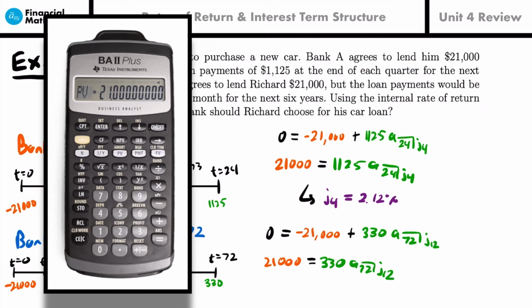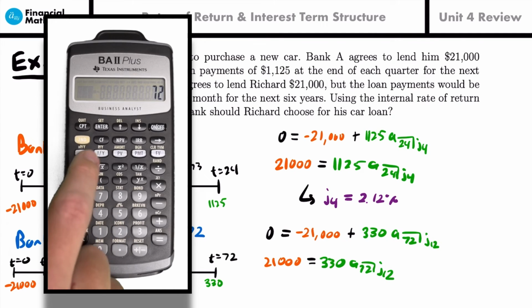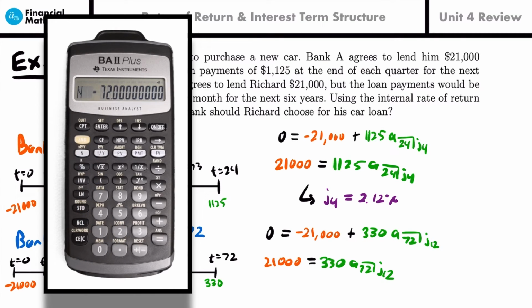Our payments this time are $330, and I am going to make them negative because one of those two things, either the present value or the payments, need to be negative in the calculator in order for this calculation to work. So we have 330, make it negative, make that the payment amount. And then we have 72 of those monthly payments. So 72 is N. And then we want to compute the interest rate once again. So we'll hit compute I/Y, and there it is.